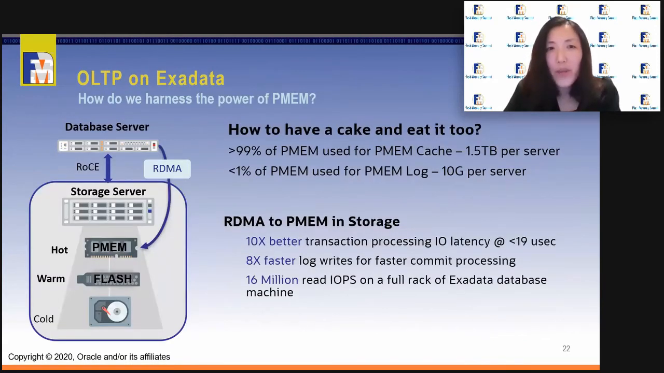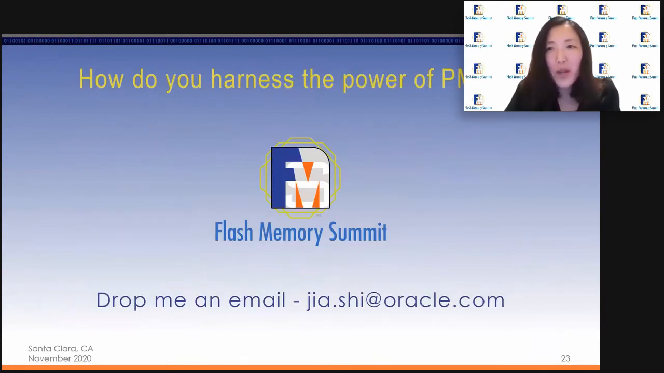Now, this brings me to the end of my conversation. We have this OLTP on Exadata where we can have our cake and eat it too. We dedicate more than 99% of our PMEM space for our PMEM cache and less than 1% for our PMEM log. So we're able to build the largest cache to cache as much hot data in there as possible. And we get 10x better transaction IO latency, 8x faster log writes, and 16 million read IOPS on a full rack of database machine. So I'm extremely proud of what we have accomplished with persistent memory.